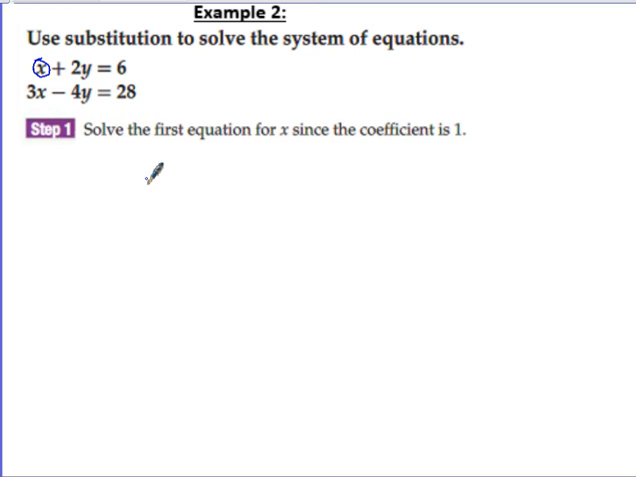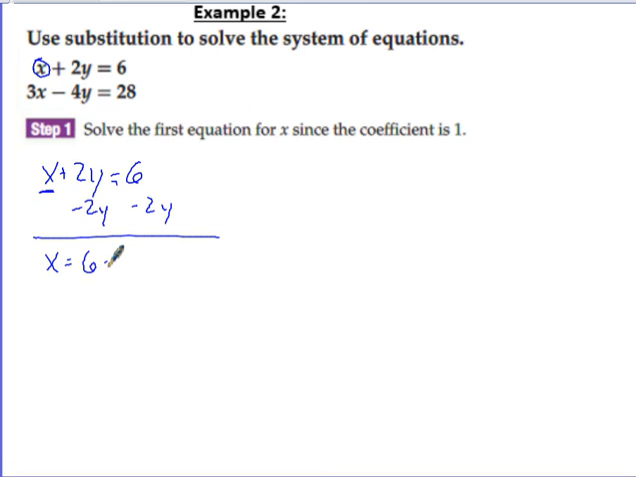That's the easiest one to solve for because you don't have any division, so you don't have any chance of creating fractions. So what I'm going to do is I'm going to take that first equation, x plus 2y equals 6, and I'm going to go ahead and solve for x. I'm going to get x by itself. So I'm going to subtract 2y from both sides, and I have x equals 6 minus 2y. Alright, from here on out, this is just like the first example that we did. So step 1 was to solve for a variable. Step 2 is to substitute. So I have 3x minus 4y equals 28.